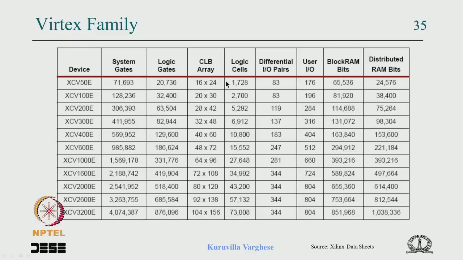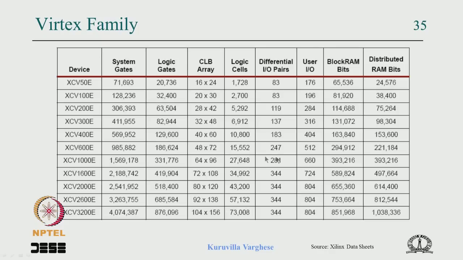So I would say that the important things to look at are the number of CLBs, the number of pins, and the number of block RAM. And when you encounter the latest FPGAs, definitely you have to look at the number of PLLs available, maybe the number of DSP blocks available, all that. So I think you can extend this.